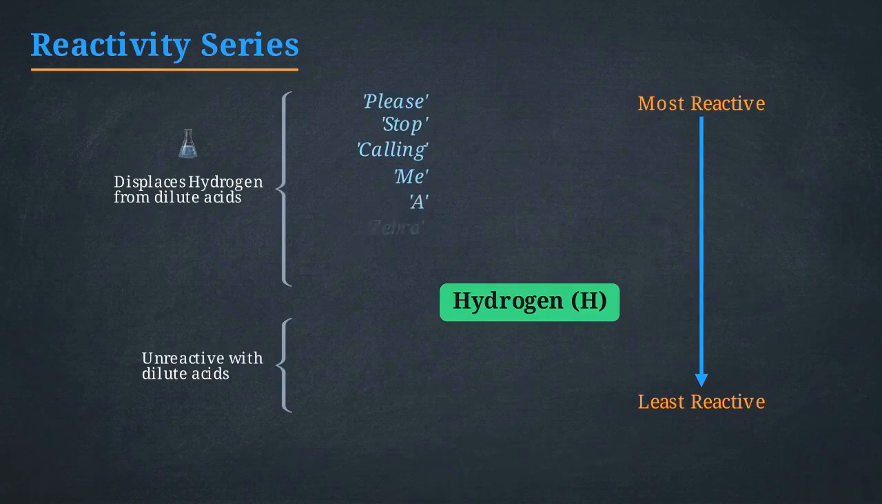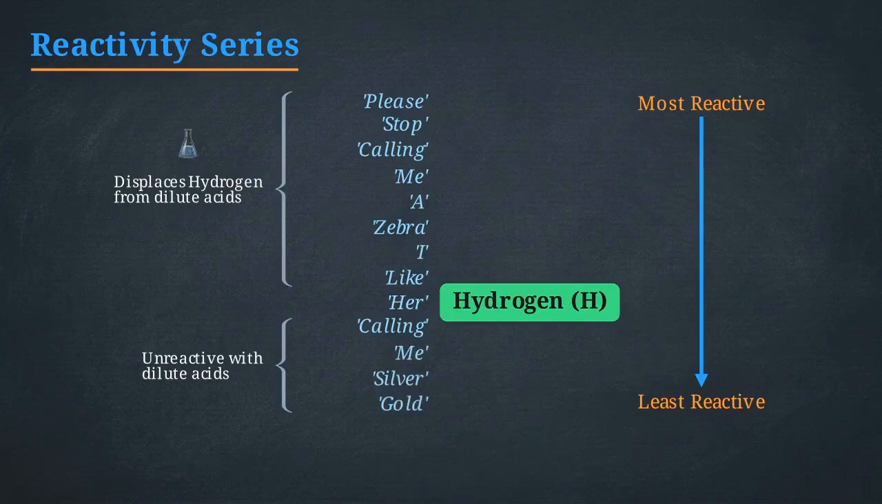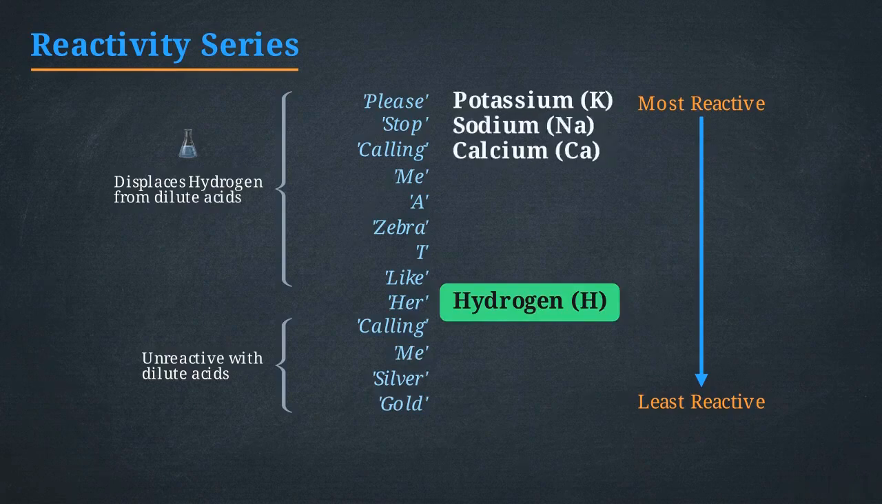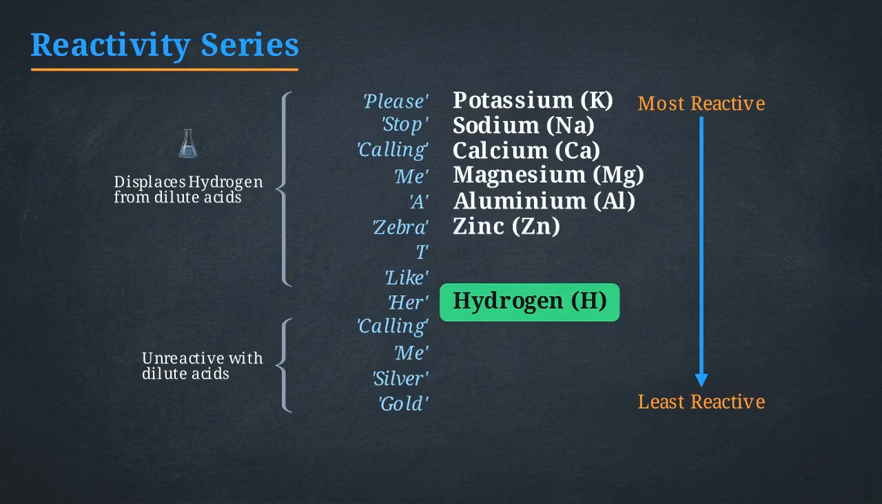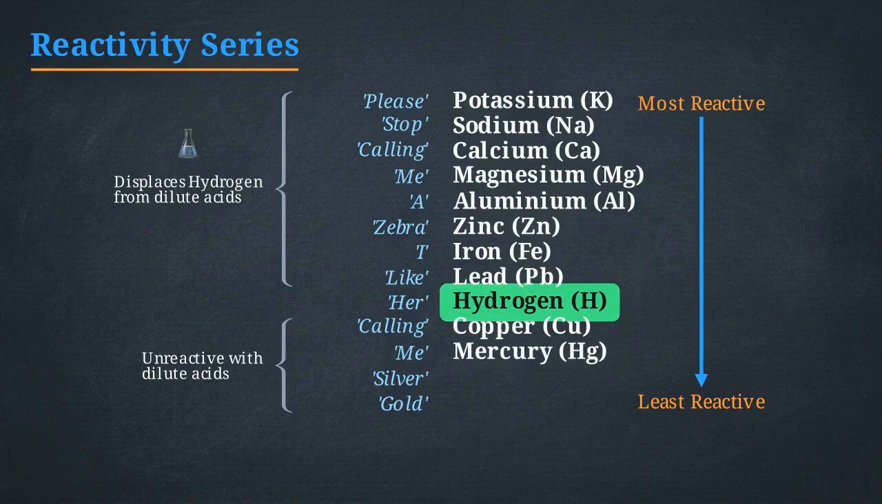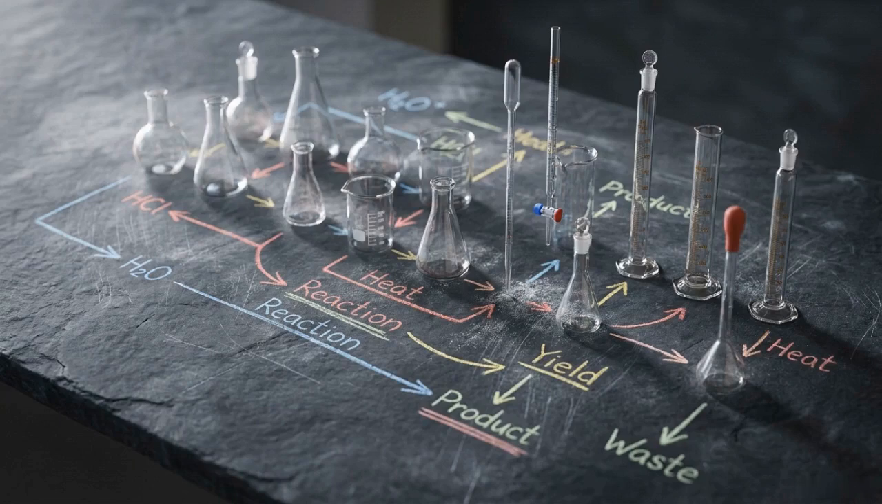You will need to recall this exact order. A simple mnemonic to lock this hierarchy into memory is, "Please stop calling me a zebra. I like her calling me silver gold." Potassium, sodium, calcium, magnesium, aluminium, zinc, iron, lead, hydrogen, copper, mercury, silver, gold. The reactivity series perfectly maps how these elements will behave in a lab.